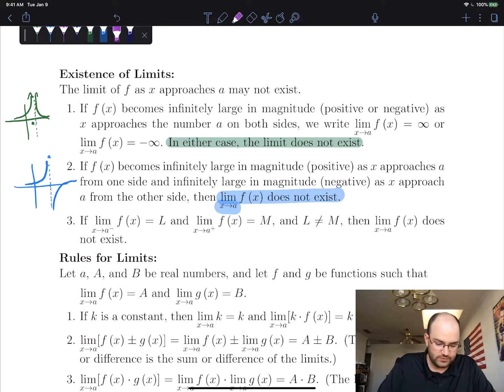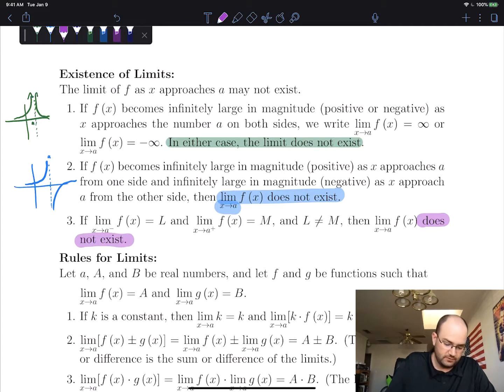Now, for this last one here, if the limit as x approaches a from the left-hand side of f of x equals L, and the limit as x approaches a from the right-hand side of f of x equals M, and these two limits are not the same thing, then the limit as x approaches a of f of x does not exist. So this one is another time when it does not exist.